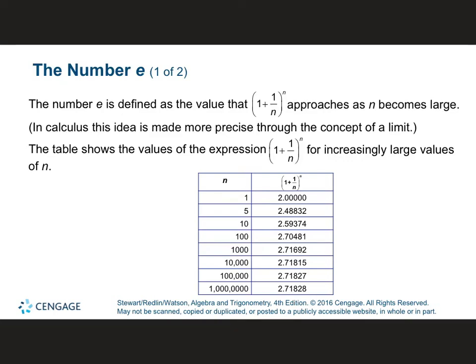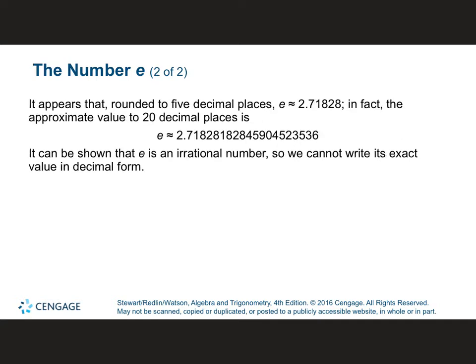4.2 goes over the number e. Your number e is defined as a value that is 1 plus 1 over n to the power of n, where as n becomes large, the actual value of it becomes larger. Your e is an irrational number, so it's like pi, where you can't necessarily represent it as a specific number, which is why we represent it as e.